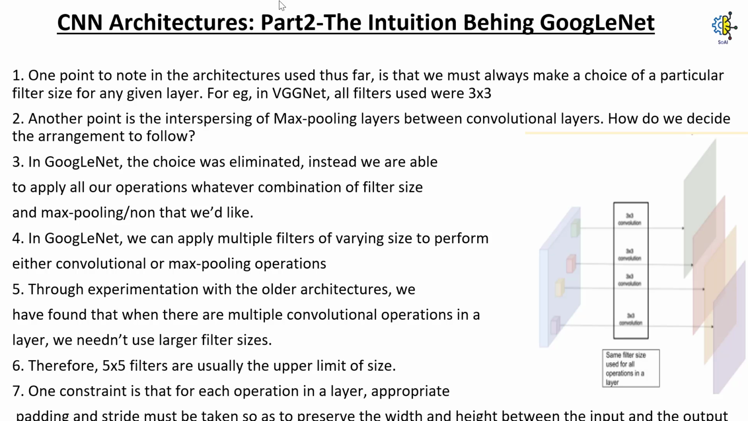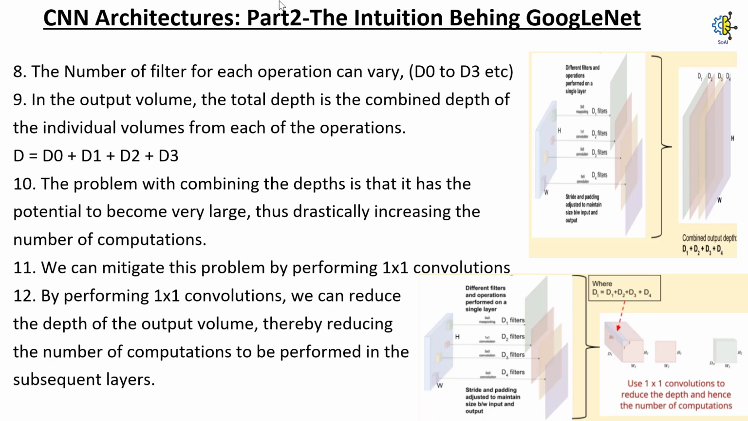One constraint is that for each operation in a layer, appropriate padding and stride must be taken so as to preserve the width and height between the input and the output. The number of filters for each operation can vary: d0 to d3, etc. In the output volume, the total depth is the combined depth of the individual volumes from each of the operations. D is equal to d0 plus d1 plus d2 plus d3.